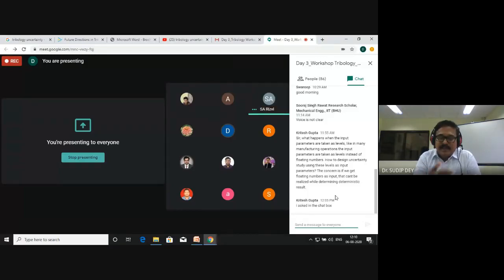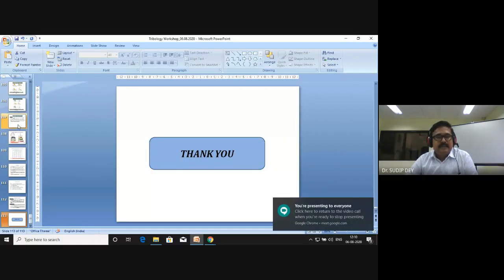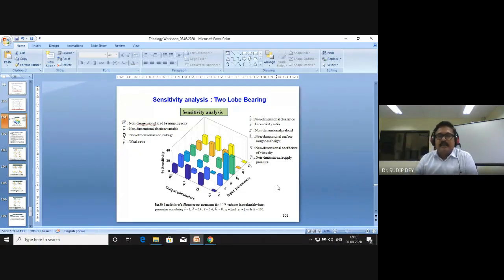Like in our tribological study, we have considered the input as eccentricity ratio or the surface roughness. These parameters are never taken as whole numbers. These are always floating numbers, and they are also taken at different levels. Generally, for surface roughness we have the CLA value, Ra value or Rz value. So we need to consider the mean value, and based on that, frame what variation we will consider.